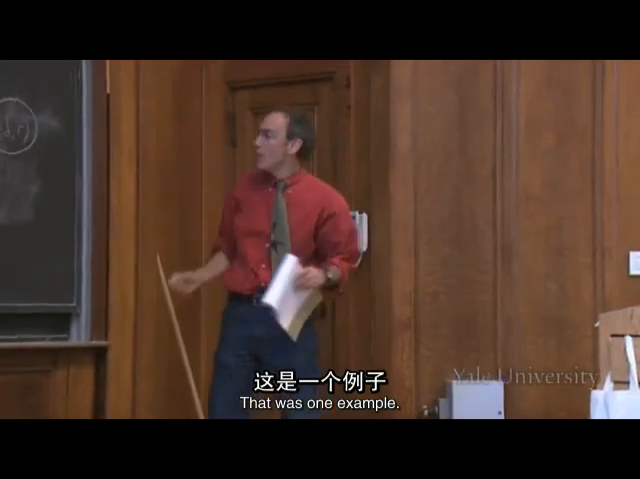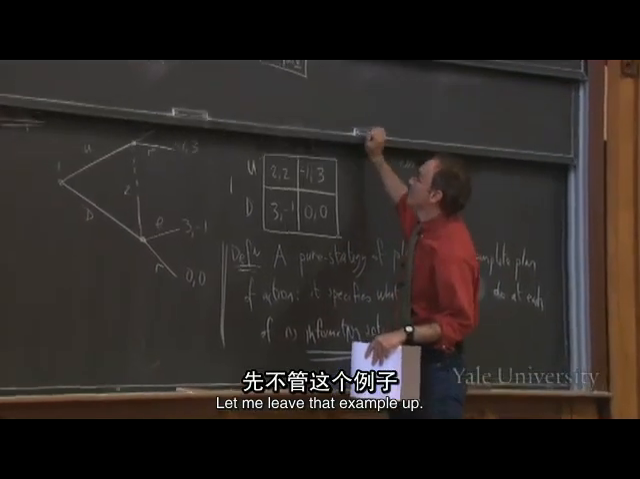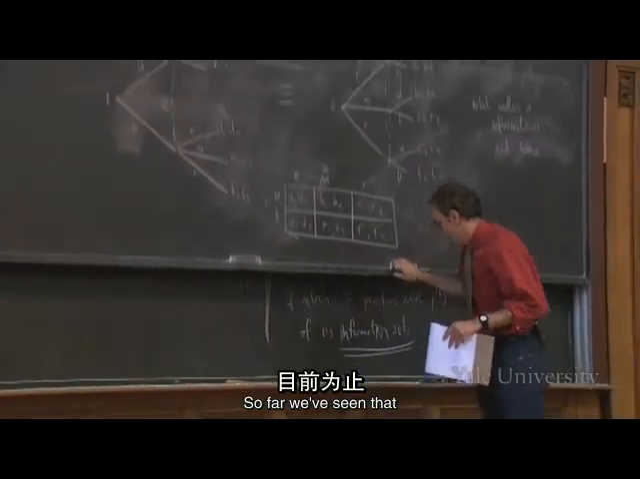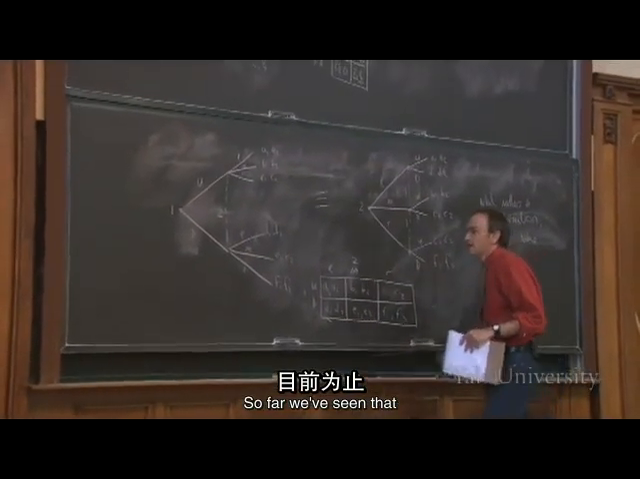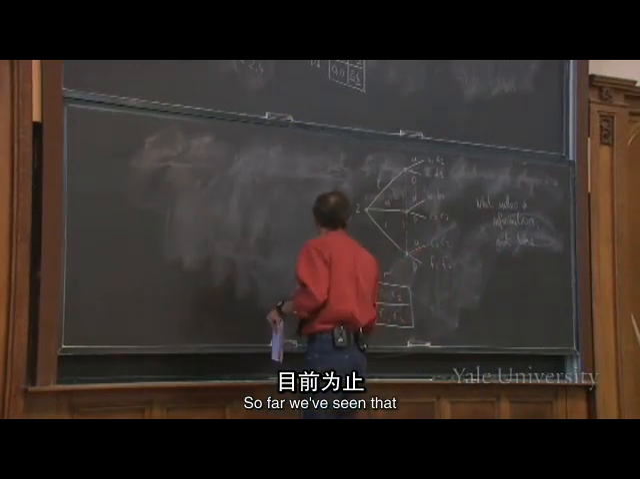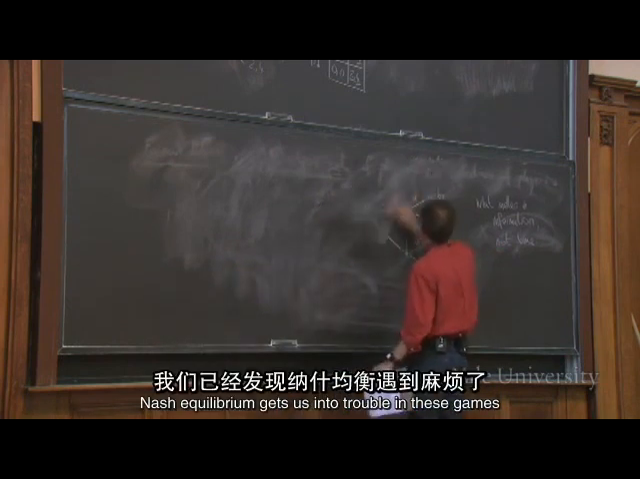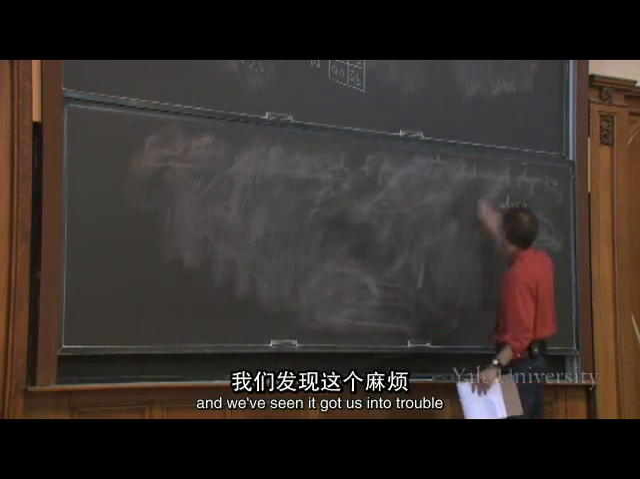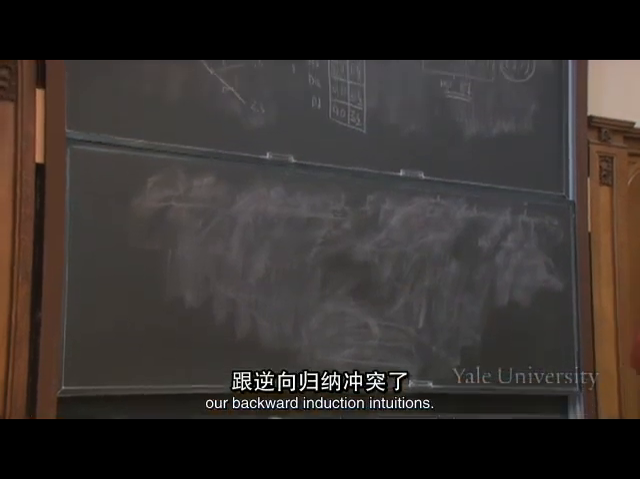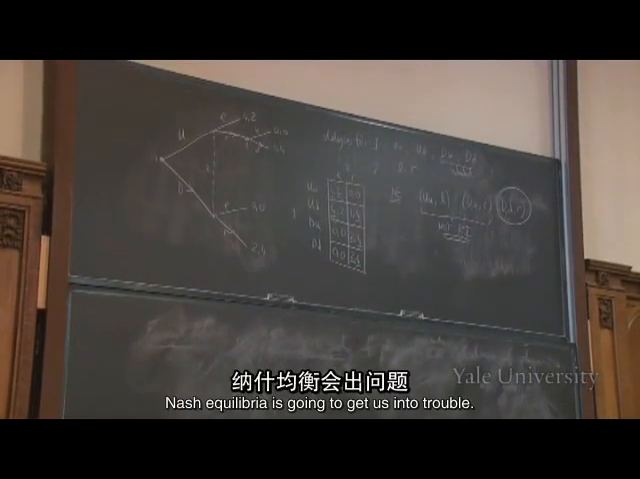All right, that was one example. Let me give you a second example, if that example wasn't yet convincing. All right, let me leave that example up. So far, we've seen that Nash equilibrium gets us into trouble in these games, because it basically conflicted with our backward induction intuitions. Now I'm going to show you a different game, and we're going to see Nash equilibrium get us into trouble again.